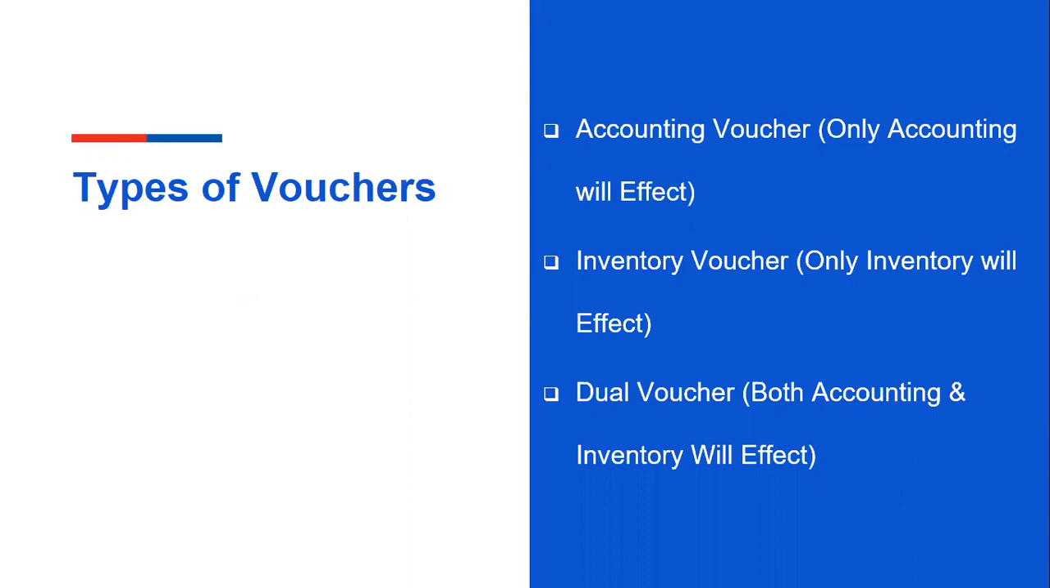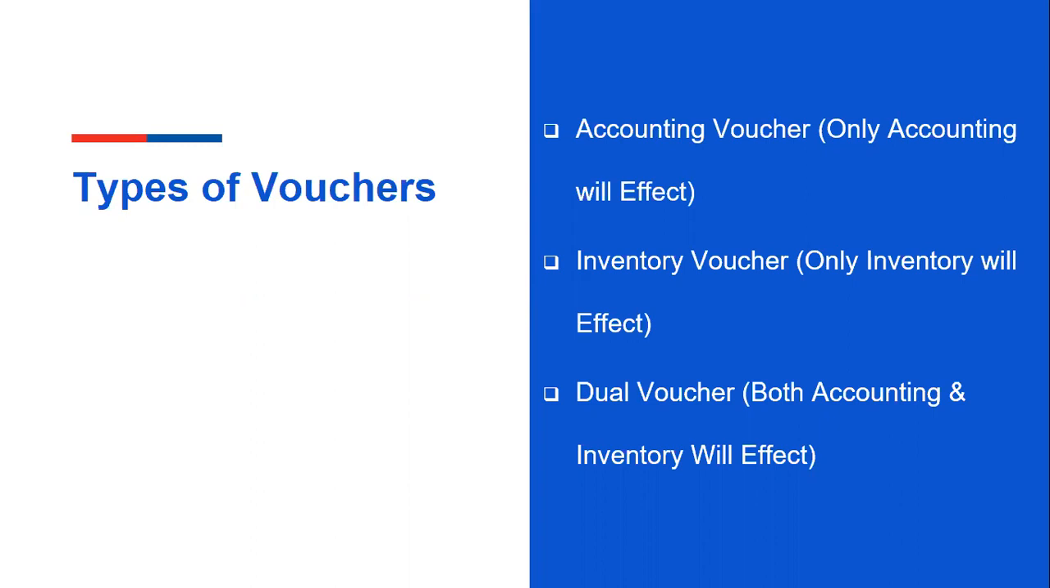Let me tell you about the transactions. Suppose an item is not involved in the transaction, like paying rent to the landlord. This is an accounting transaction, only accounting will be affected, so you have to record this transaction in an accounting voucher. And if you are issuing material from one godown to another godown, only inventory is affected, not accounting. So you have to record this transaction in an inventory voucher.